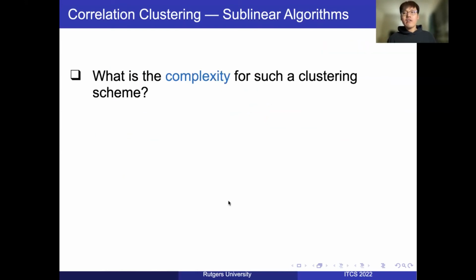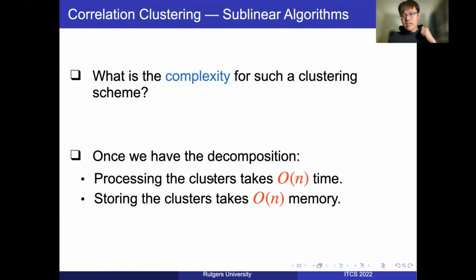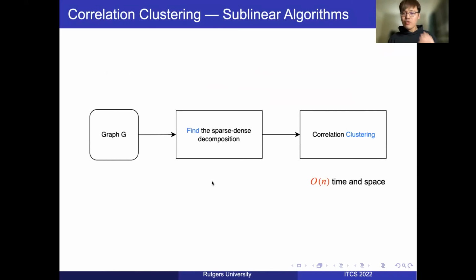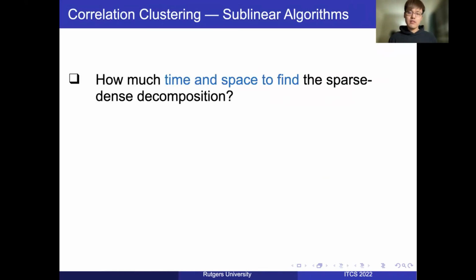Okay. Now let me tell you a little bit about why this is an efficient algorithm. So note that conditioning on the fact that we have the decomposition, we can assign clusters in order of n time and memory. We can just go over the vertices, look at their labels in this sparse-dense decomposition, and then assign them to the corresponding clusters. So we can write order of n time and space here.